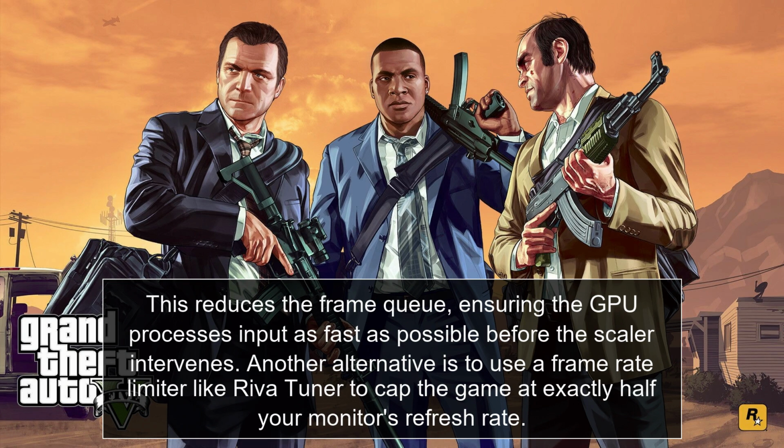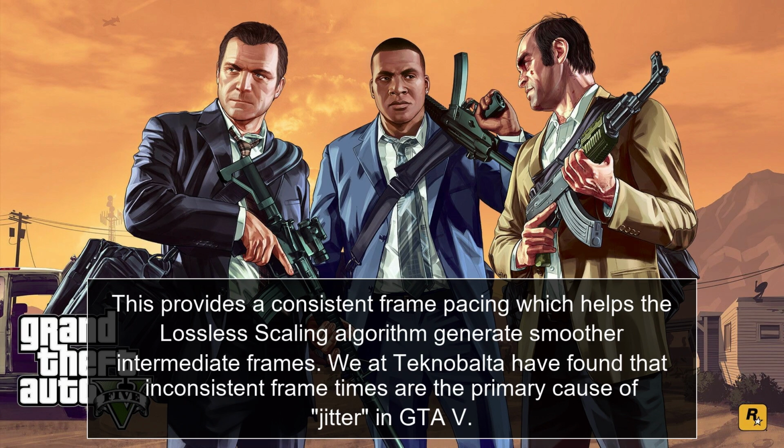Another alternative is to use a frame rate limiter like RivaTuner to cap the game at exactly half your monitor's refresh rate. This provides a consistent frame pacing, which helps the lossless scaling algorithm generate smoother intermediate frames. We at Teknobalta have found that inconsistent frame times are the primary cause of jitter in GTA 5.